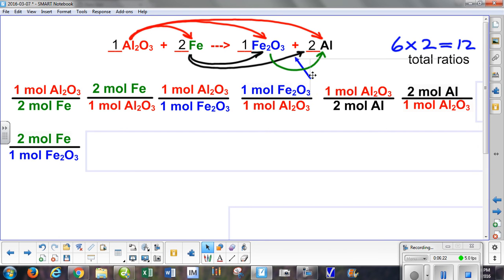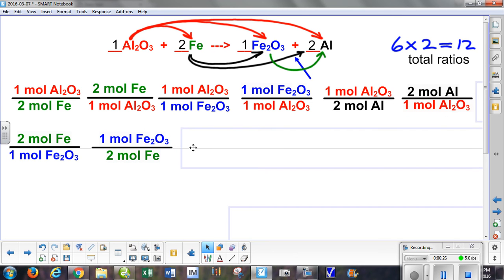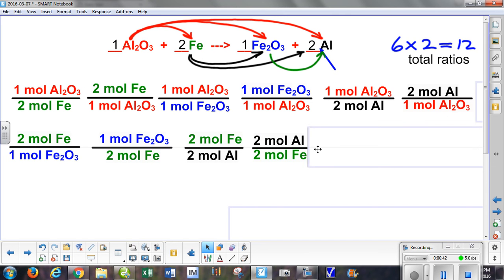The second black arrow, whoops, we got to flip it first. Let's flip that first one. Okay, you see how that got flipped? Now let's move on, and we've got 2 moles of iron. Okay, 2 moles of iron right here that we're hooking to the aluminum. And, of course, we have to turn that guy upside down.